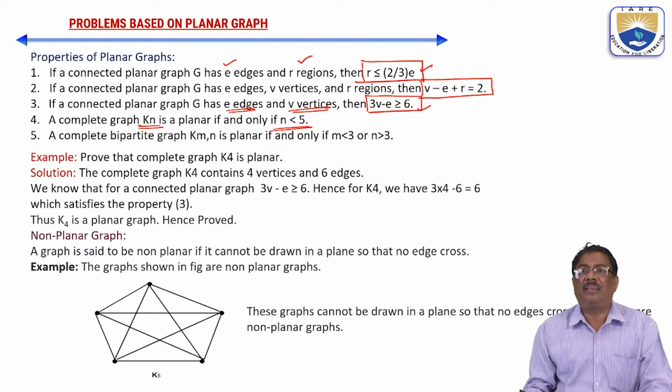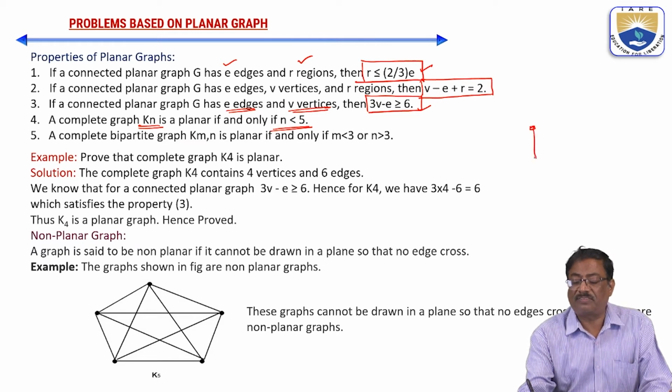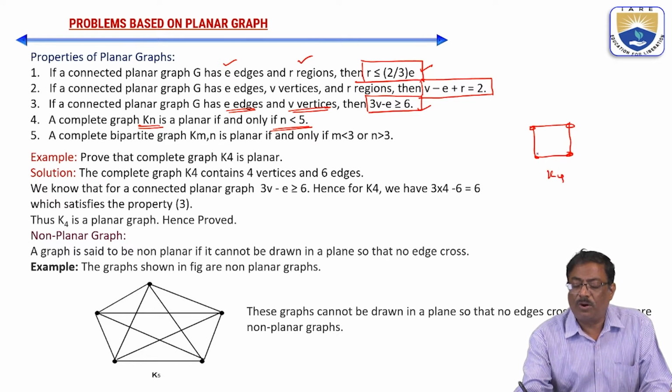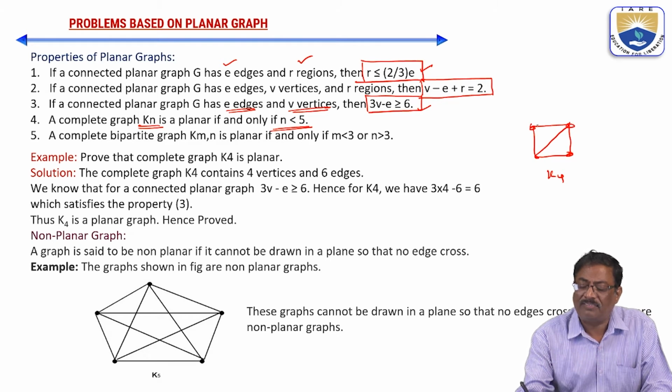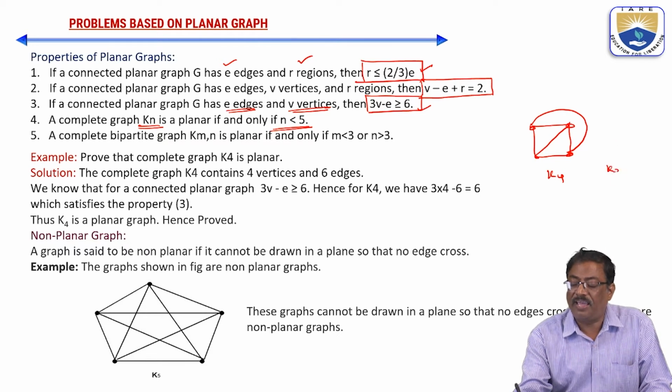If a 5 is there, then it is not a planar graph. And if the number of vertices is 4, then it is a planar graph. What is a complete graph with 4 vertices? I am going to connect 4 vertices like this, and connect the other edges like this. So this I am going to represent like this. This is K4, and next K3.